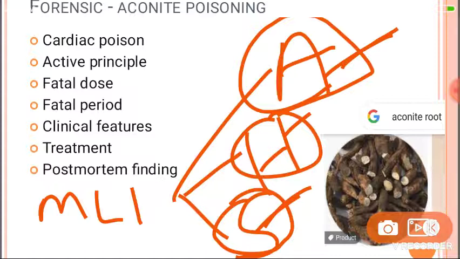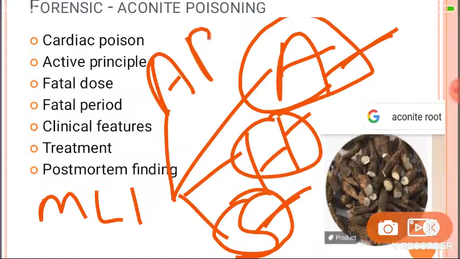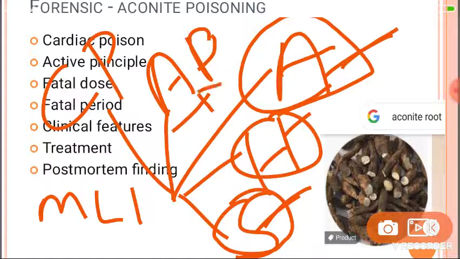Okay, so people don't prefer this aconite poisoning. Then it is used as arrow poison and cattle poison. So it is used as arrow poison. Okay, arrow poison and cattle poison. So this is about aconite poisoning.